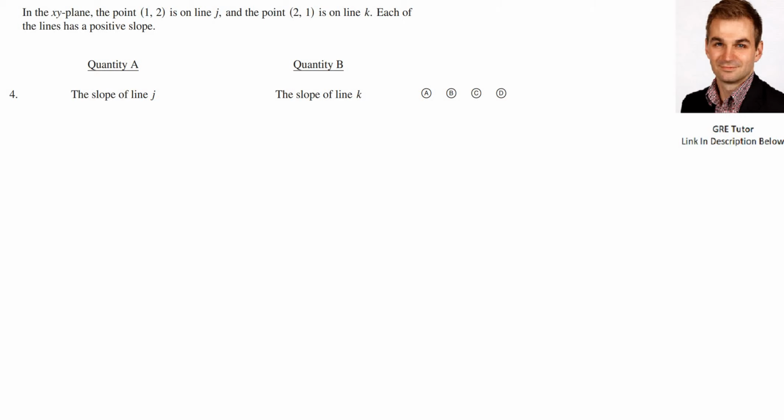Okay, so it says, in the xy plane, the point (1, 2) is on line J. So we've got some xy plane here. Don't know necessarily exactly what it looks like, but there's an xy plane. Then there's a point here, it's at x equals 1 and y equals 2. So that point (1, 2) is on line J. And the point (2, 1) is on line K. So you go over to (2, 1), which is right here. And this is (2, 1). So this is (1, 2). So (2, 1) is on line K, and (1, 2) is on line J.